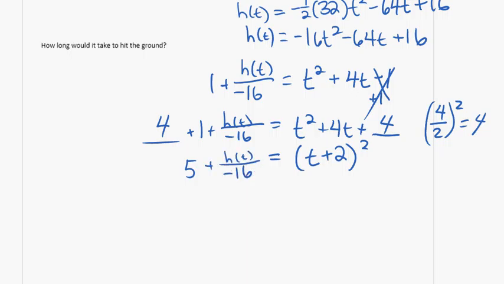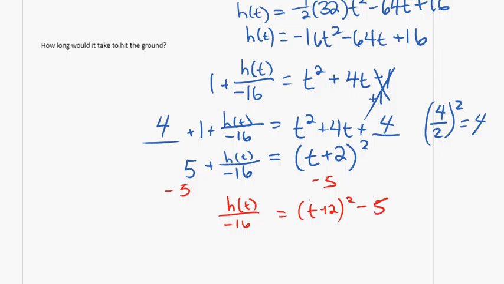And for those that are getting uncomfortable with this h of t thing, well, that's function notation. It's really important to get comfortable with it, but h is the same thing. I'm just showing that the height is with respect to time. Time determines my height. So now getting h of t alone, I'm going to subtract 5 from both sides. So I get h of t over negative 16 equals t plus 2 squared minus 5.